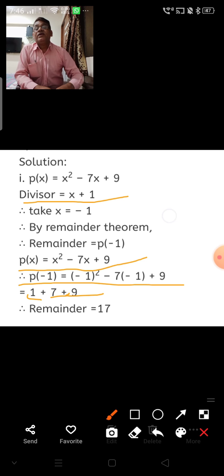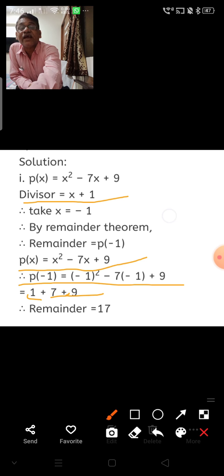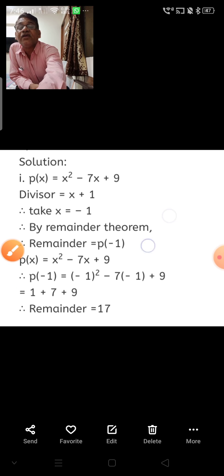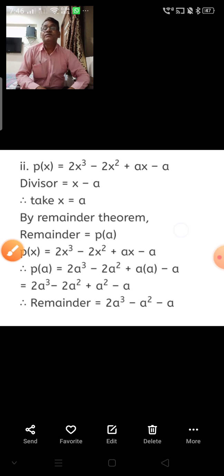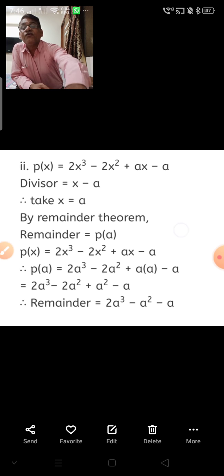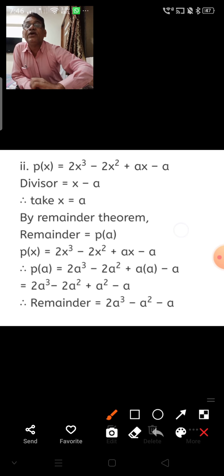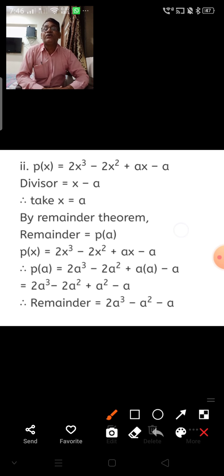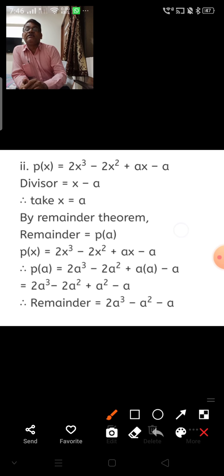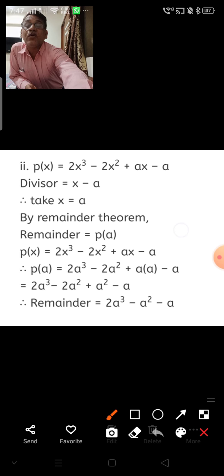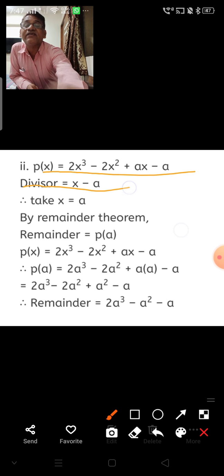Now come to the second question, question number 2. Here p of x is equal to 2x cube minus 2x square plus ax minus a. This is the given polynomial, and you have to divide this polynomial by x minus a.